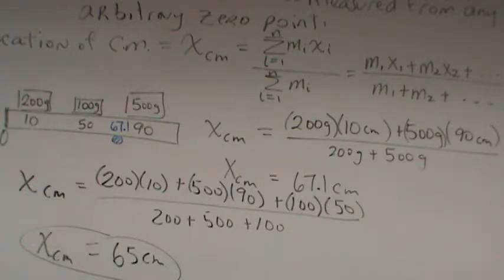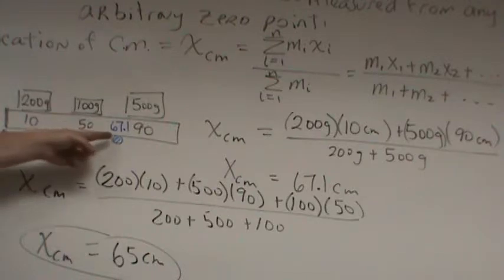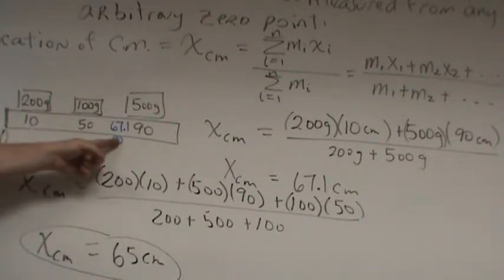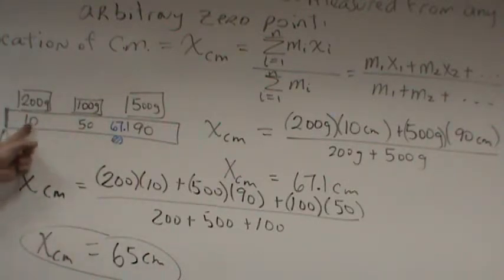Yes? So you can balance it at 55 as well, and you can put the arbitrary 0 at 10. Yeah, isn't that weird? If I put my arbitrary 0 at 10, then on the meter stick I'd be at 65, but that'd be 55 to the right of the 10. Oh, so it's still the same. Yeah, it'd still be in the same place. It's just 55 centimeters to the right of the 10.